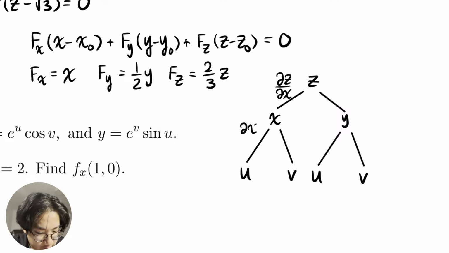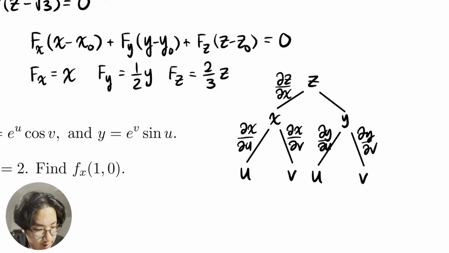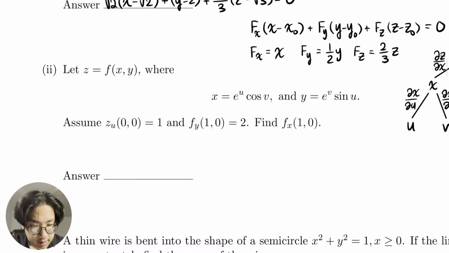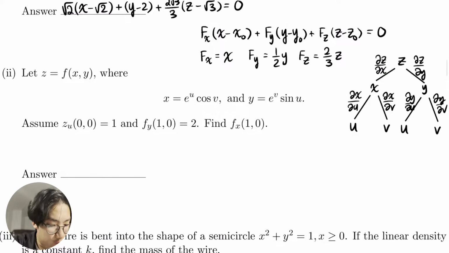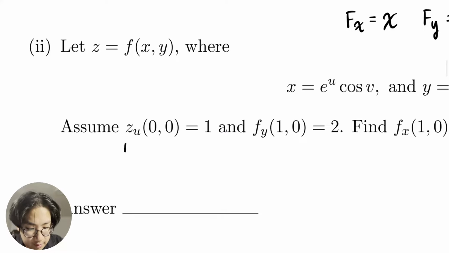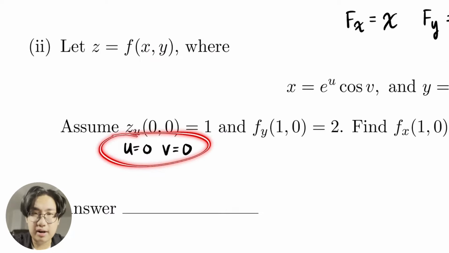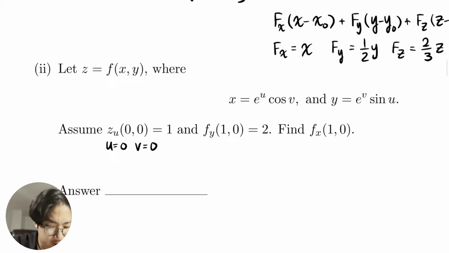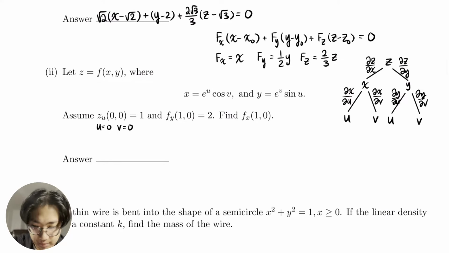Here we have partial x, partial u, partial x, partial v, partial y, partial u, partial y, partial v, and then partial z, partial y. And because this right over here is z sub u, it's a function of u and v, we're effectively able to assume that u and v are equal to 0. Which I think was an initial point of confusion for me, but once you see that, it's pretty straightforward from there.